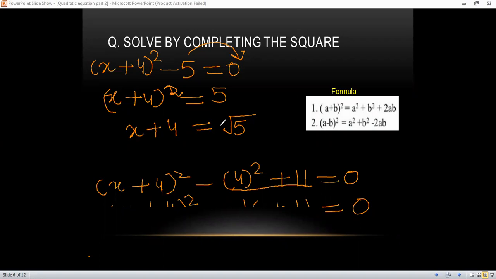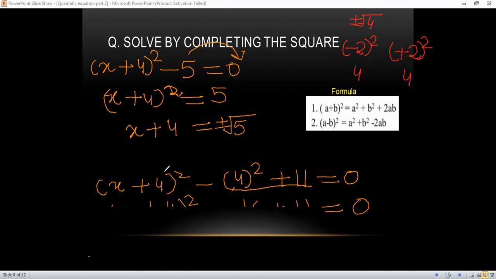Whenever we write under root 5, that means we will write both the signs, plus minus. For example, if I write under root 4, that means minus 2 square, we can get 4 from this also. And if I write plus 2 square, we will get 4 from this also. That means for minus 2 and plus 2, we will get 4. By this, you can easily get that whenever we write root, we write both the signs, plus minus sign.